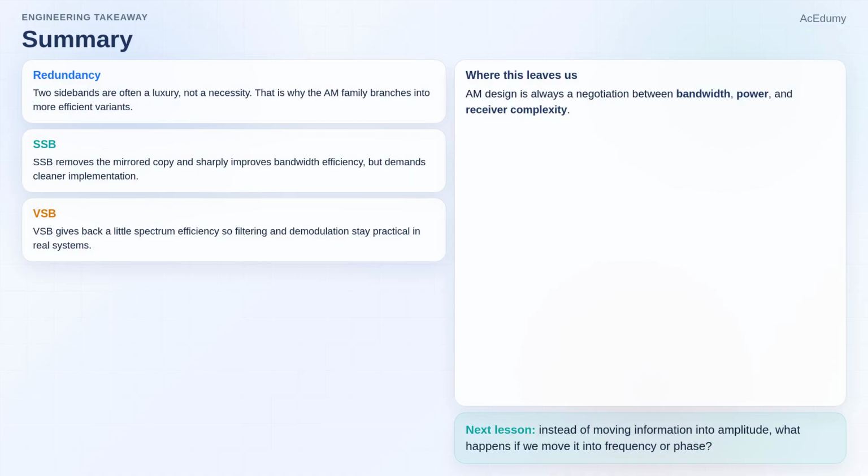In the next lesson, we leave amplitude-based modulation and ask what changes when the information is placed into frequency or phase instead.